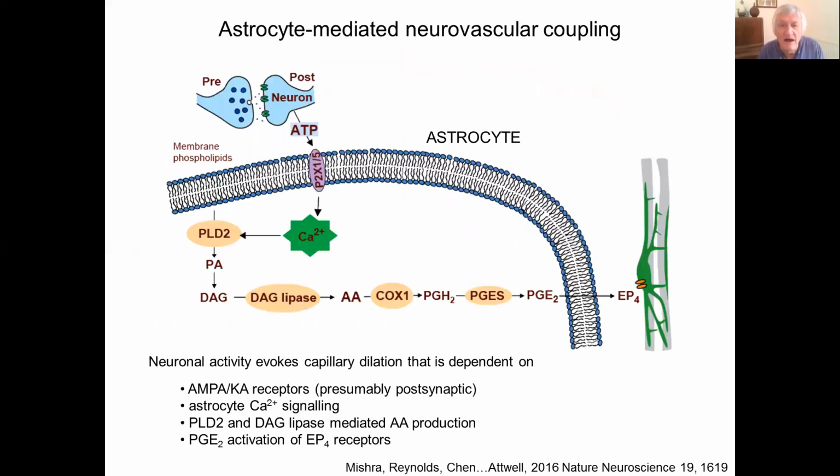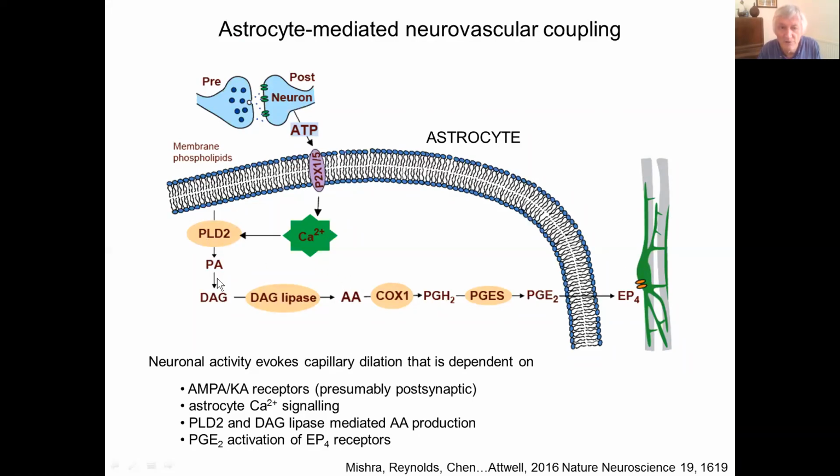And you can then do other pharmacology, which I'm not going to bore you with, and you find out that the sequence of events is as is shown here. This is the astrocyte, and this is supposed to be a synapse near the astrocyte. We believe that what happens is that excitation of the postsynaptic cell releases ATP, and that acts on P2X receptors on astrocytes to raise their calcium. We can monitor this with a calcium dye. And that then activates a phospholipase, which eventually generates arachidonic acid, and that then generates prostaglandin E2, which acts on EP4 receptors on the pericytes.